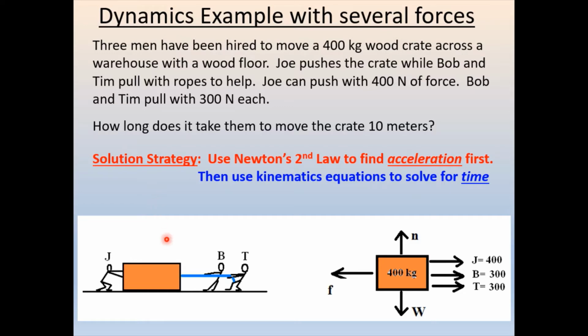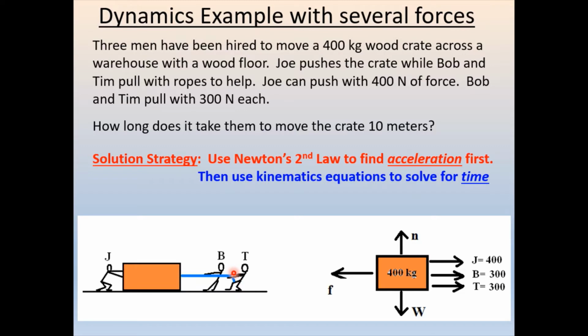All right, so let's draw a little picture here of what's going on. So here's our heavy crate sitting on the warehouse floor. This is Joe over here, J for Joe. He's pushing the crate to the right. And then Bob and Tim are over here. That's B and T. They are pulling on the crate with ropes.